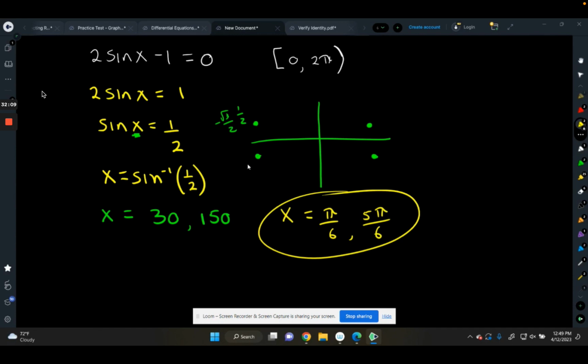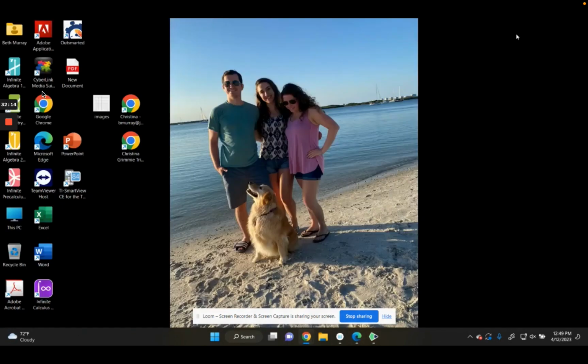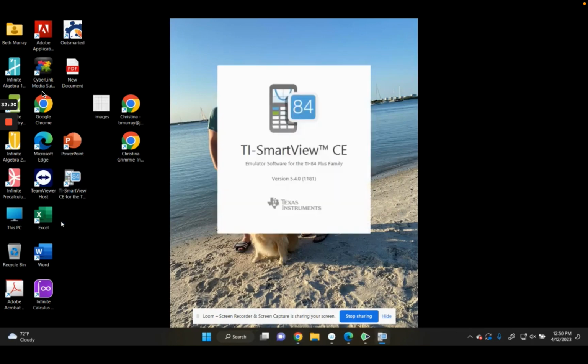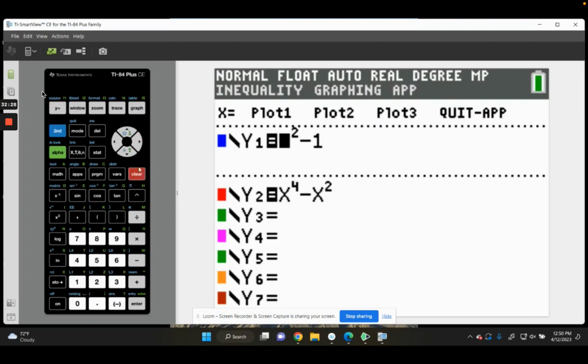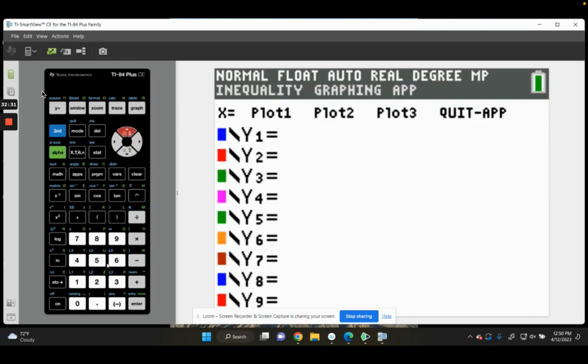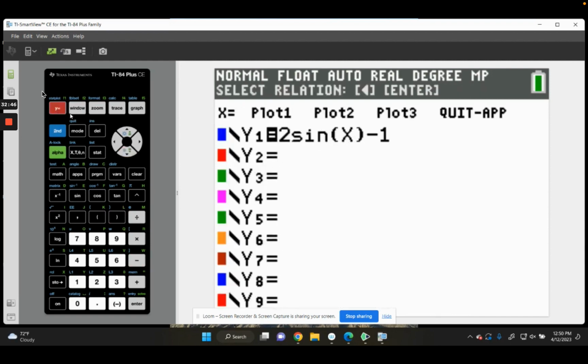I'm going to show you this on the graph. All right, so we've got 2 sine x minus 1. I'm going to graph it in radians. Okay, and we'll leave it from -4 to 4 because I know enough about my function.